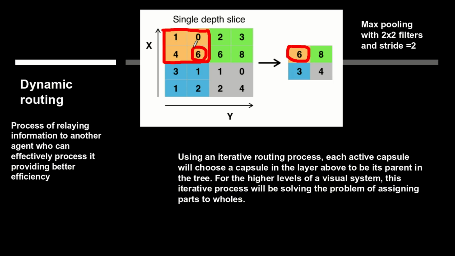So capsule networks is different as it tries to send the information to the capsule above that it is best at dealing with. So consider dynamic routing as a process of relaying information to another agent who can effectively process it, thus providing better efficiency. And we use an iterative routing process. Each active capsule will choose a capsule in the layer above. So there are nested neural layers. There are layers inside neural layers. And this iterative process will be solving the problem of assigning the parts to wholes.